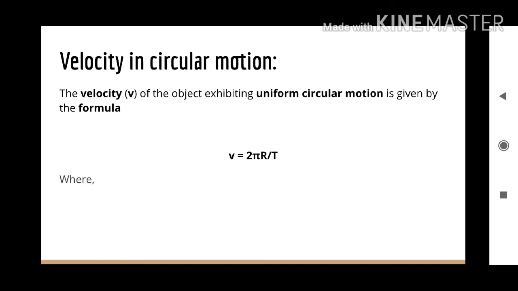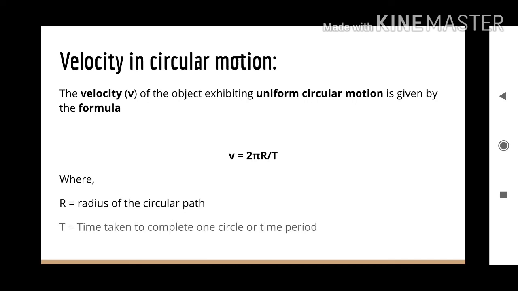Whenever we write the formulas, we have to write what each of those notations or symbols we used in the formula mean. So here velocity is v, r is the radius of the circular path, and T is the time taken to complete one rotation, also known as time period.